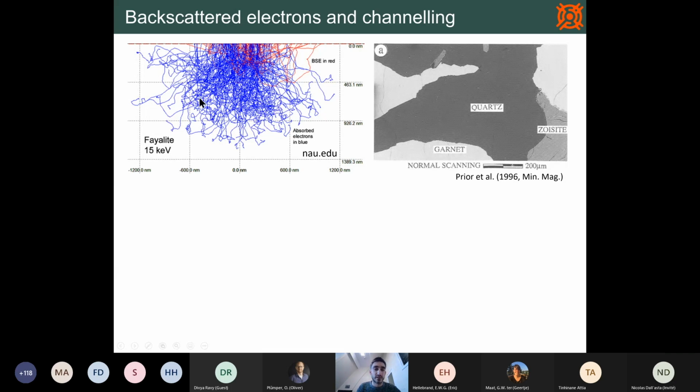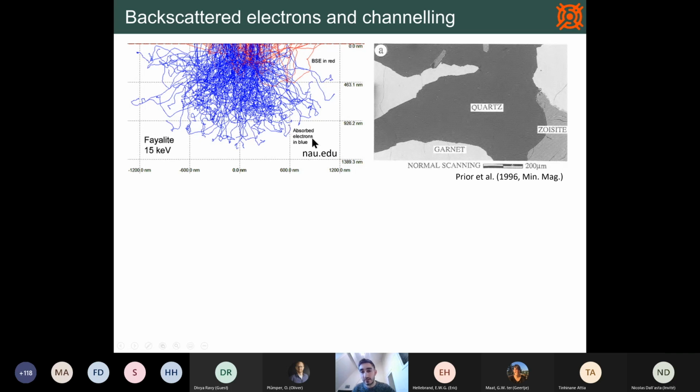All those blue ones in this example, many of the electrons will be absorbed into the sample and just fizzle out somewhere. And a few lucky ones, the red ones here, are scattered at angles that mean they're released from the sample surface and ejected again so we can detect them.